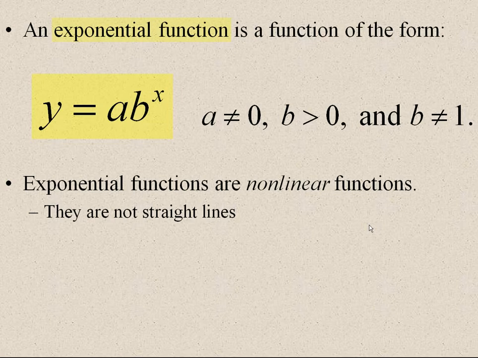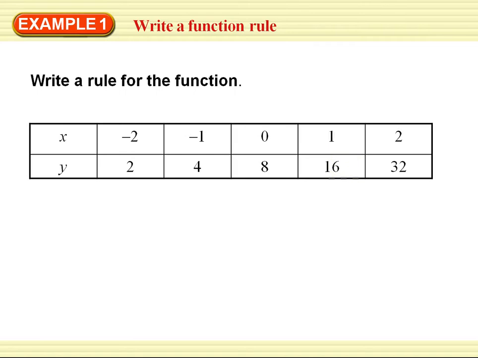And I think it will make sense once we do a couple of examples here. So let's take a function and write a rule for it. Let me give you an input-output table here, where x is negative 2, negative 1, 0, 1, and 2, and my output here is 2, 4, 8, 16, and 32. What we're trying to do here is write a rule.